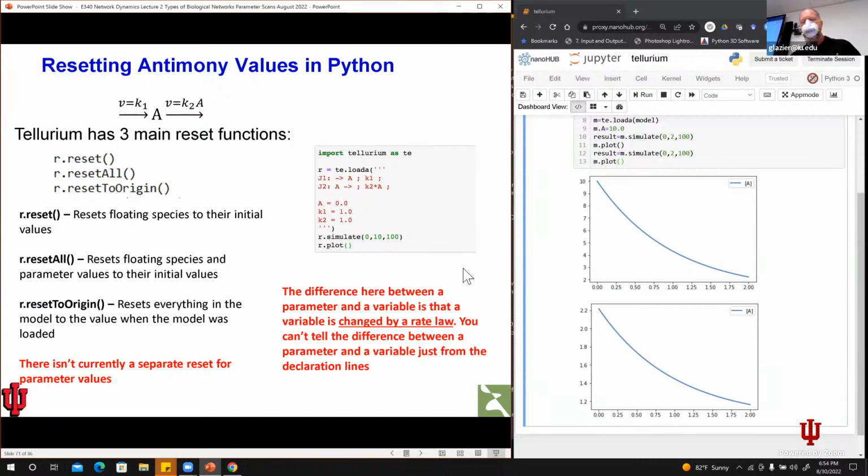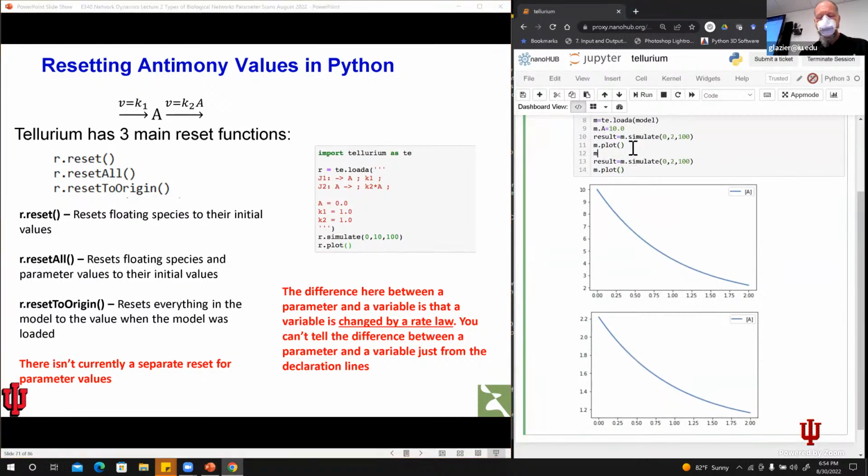So now why don't you try, after that first plot, put m.reset and run it again. What happens?